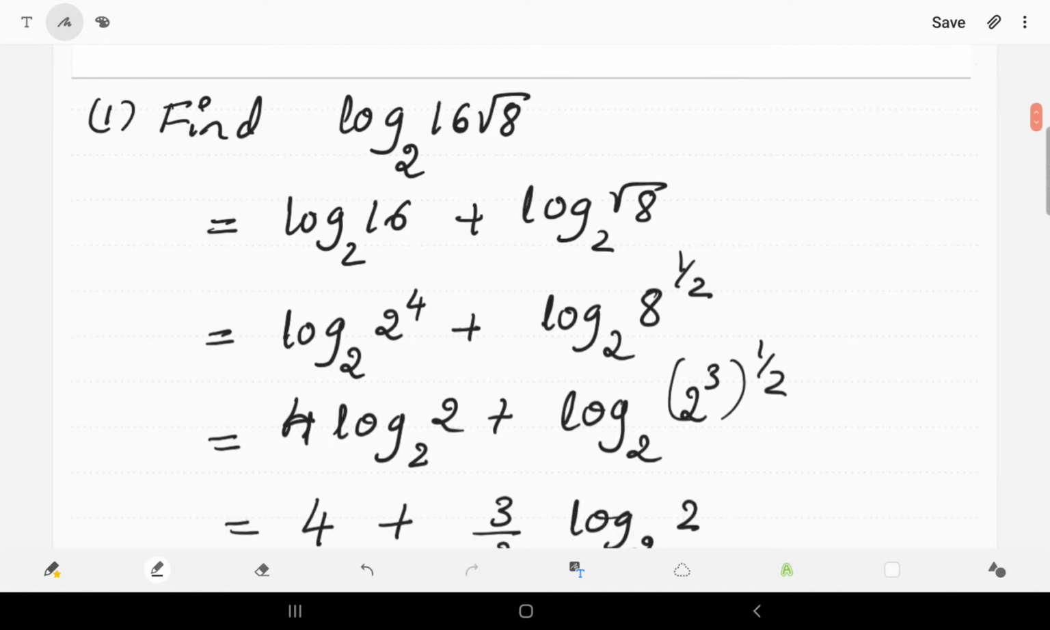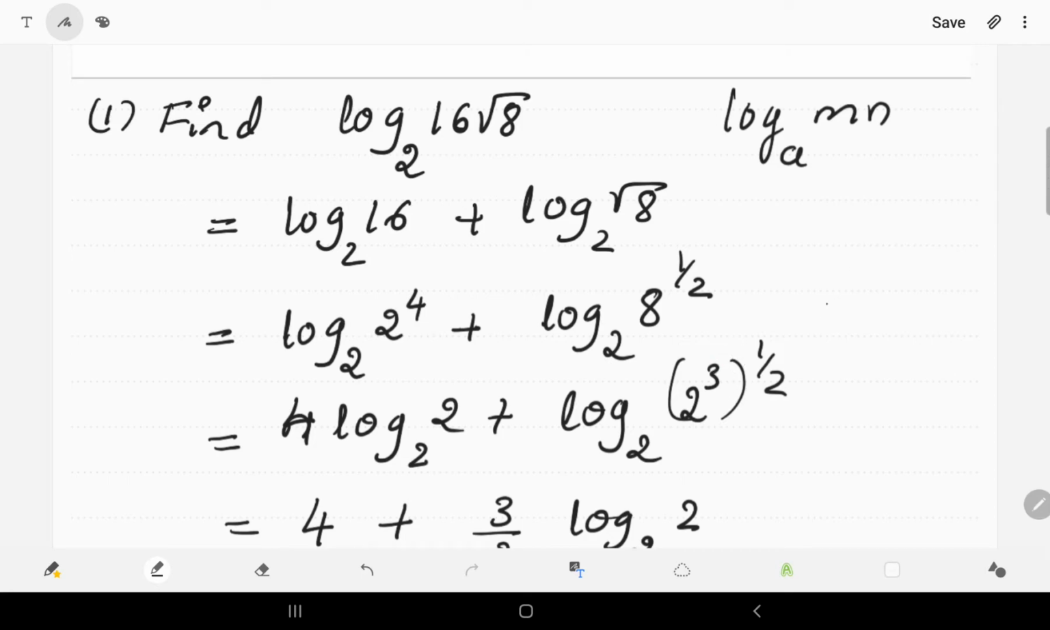Here it is in the form of log mn to the base a, that is equal to log of m plus log of n to the base a. So here 16 can be written as 2 to the power 4 and here it is 8 to the power 1 by 2. Again 8 can be written as 2 to the power 3, so it is equal to 2 to the power 3 by 2.